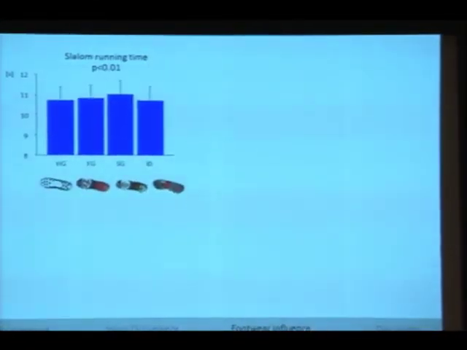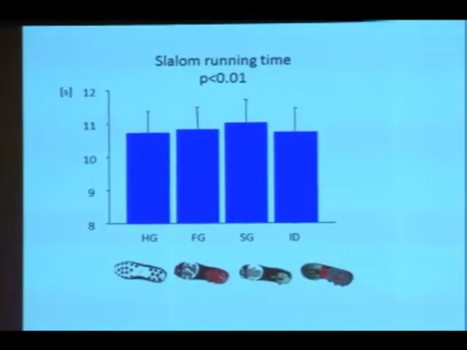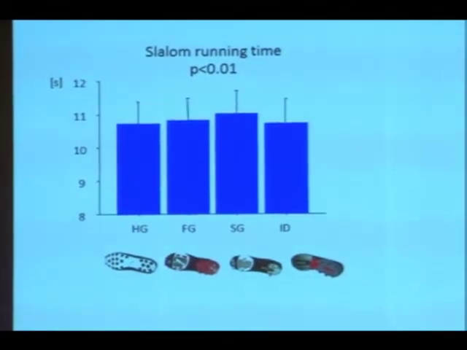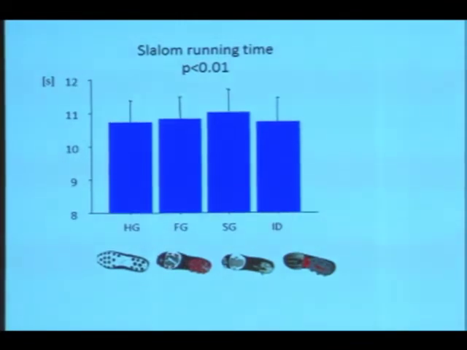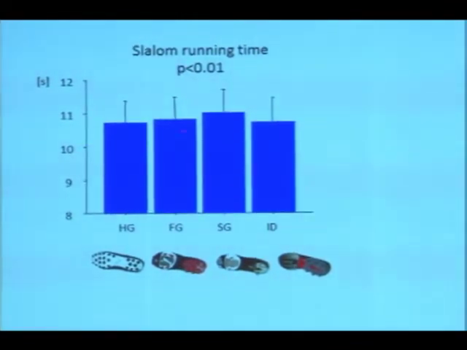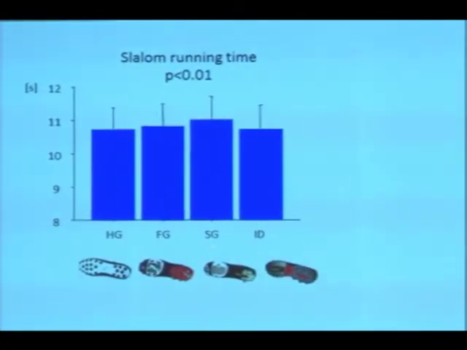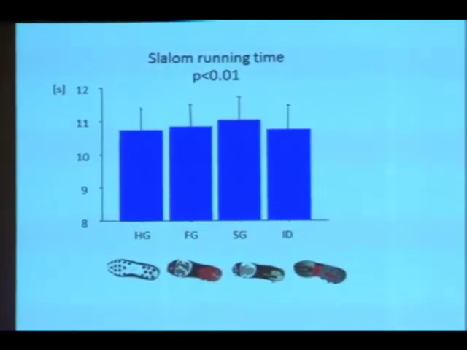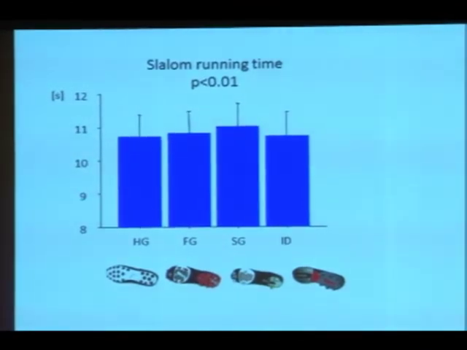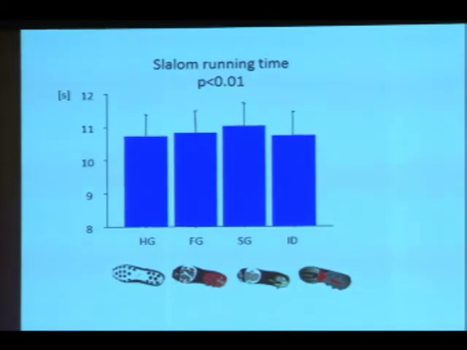When we now come to the athlete testing, involving players with movement adaptation, with movement variability, we see a different picture. We see that for the slalom running time, this slalom parcours took about 10 to 11 seconds to be completed. We see that the soft ground shoe had the slowest running time, meaning the worst performance. And the best shoes were the hard ground design and the innovative design.